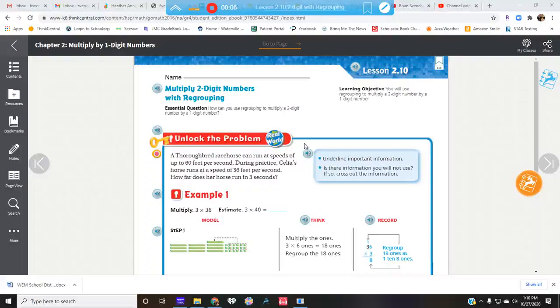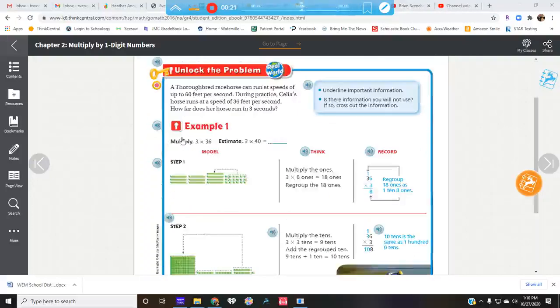2.10 is multiplying two-digit numbers with regrouping. Okay, so what we're going to do today, guys, is regroup when we have more than 10 ones, make it a 10. We have to regroup when we have more than 10 tens and make it 100. Okay, let's jump in here.